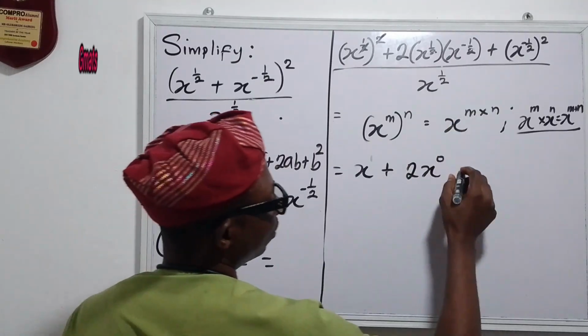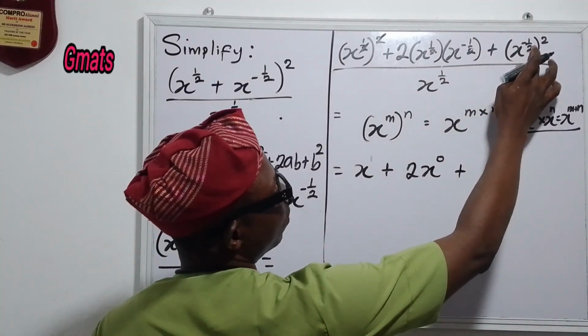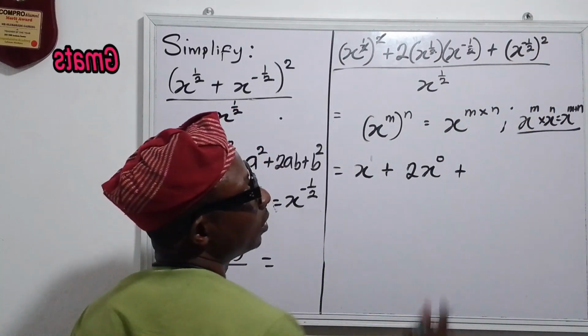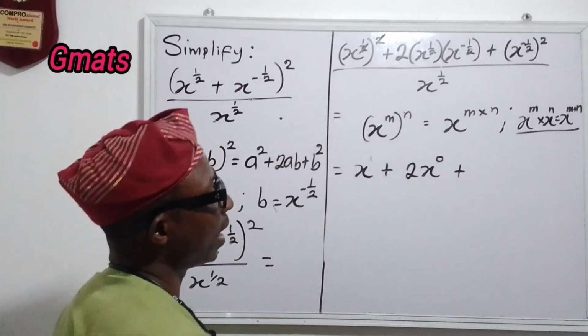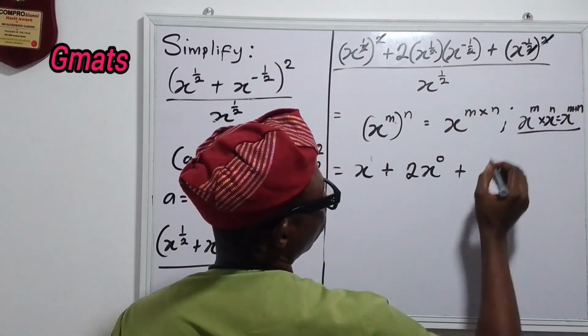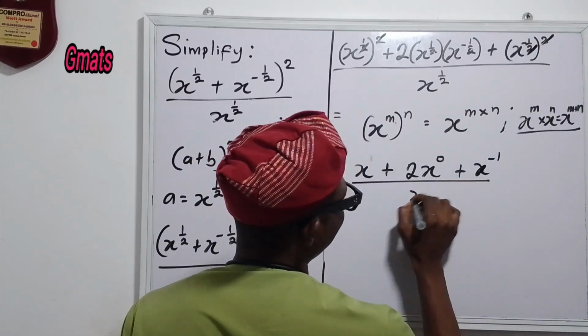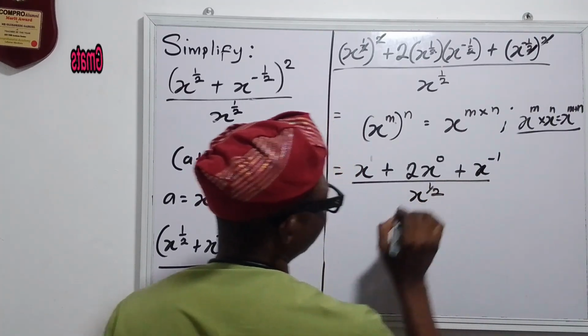Right, now let's move down to the last one, plus, now this is x raised to the power of negative 1 over 2 raised to the power of 2. So we are applying this law, so we multiply this and this. So 2 cancel 2. So we have x raised to the power of negative 1. Everything all over x raised to the power of 1 over 2.